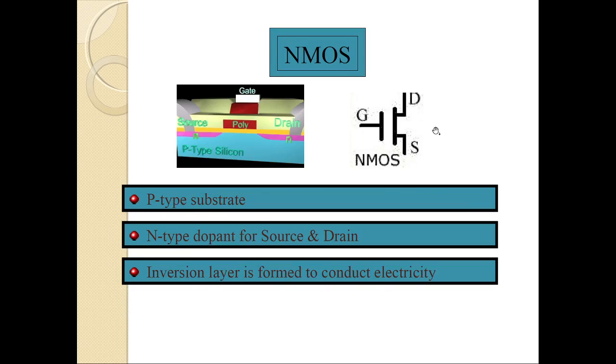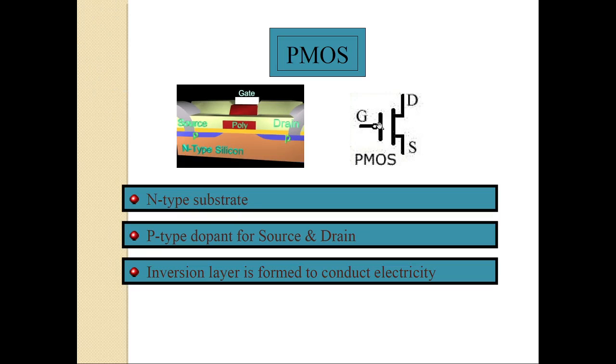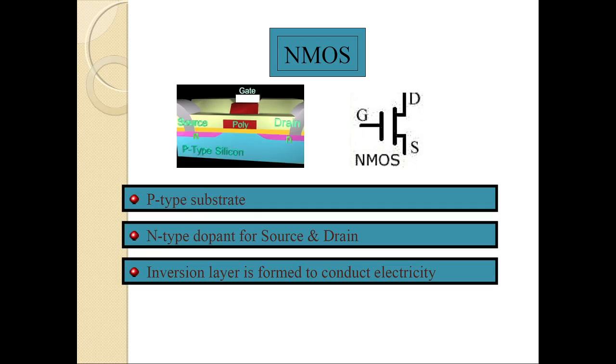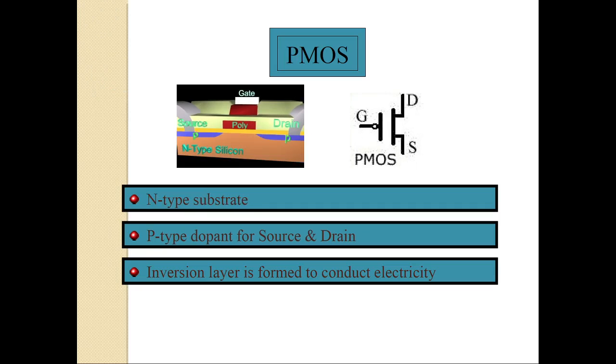The symbol of the NMOS is like this, without a bubble. Keep in mind there is a difference between these two, NMOS and PMOS. In PMOS you will find a bubble, in NMOS you will not find any bubble. So remember it like this: P for bubble, and without bubble it is NMOS.